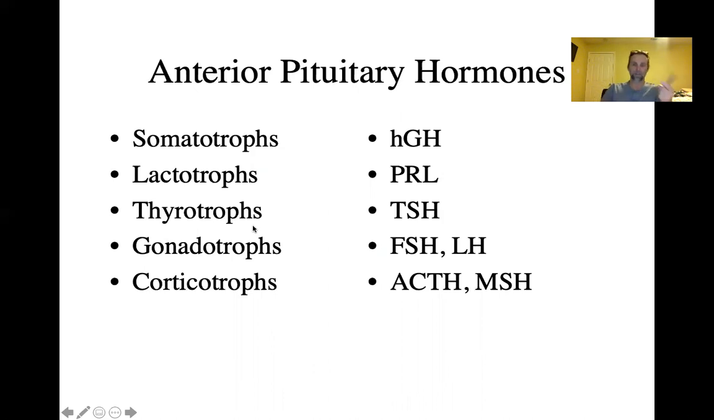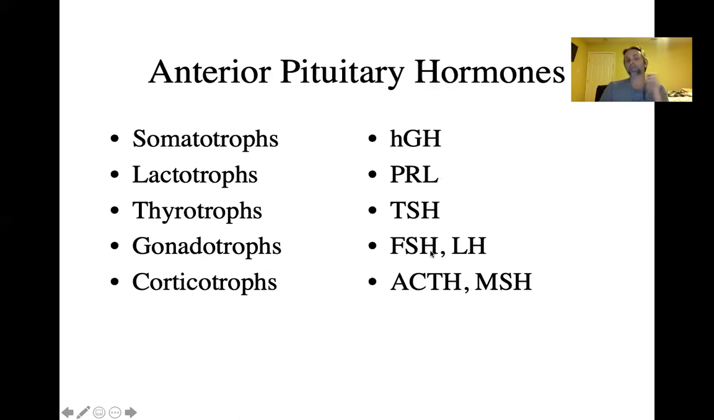Do memorize this, because I'll ask you about it for sure. In fact, between this slide and this slide, I'm gonna ask you on the quiz and on the exam. I usually do. So these are the cells. These are the 7 hormones that they make.